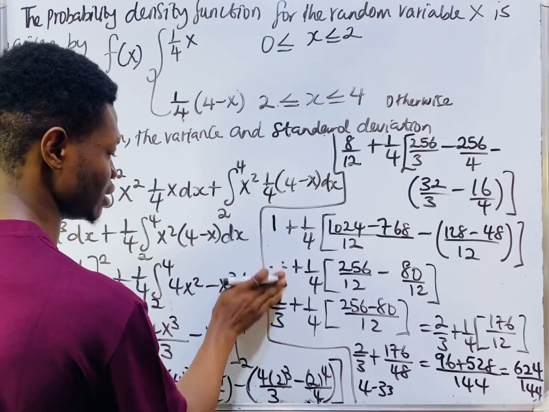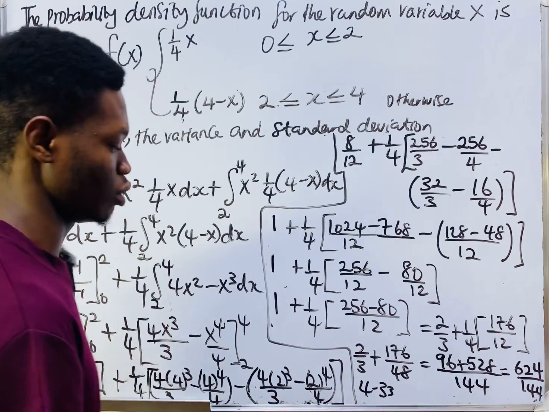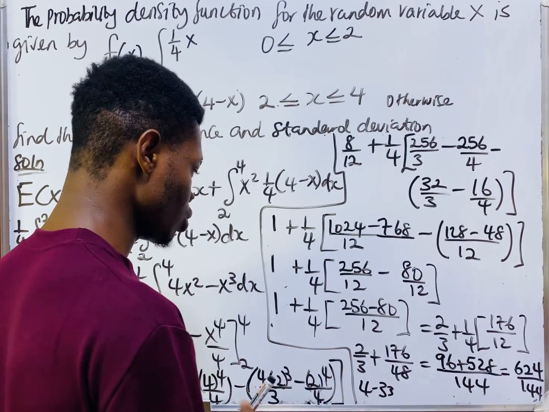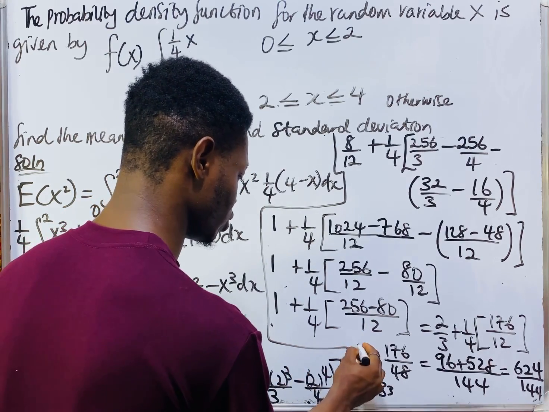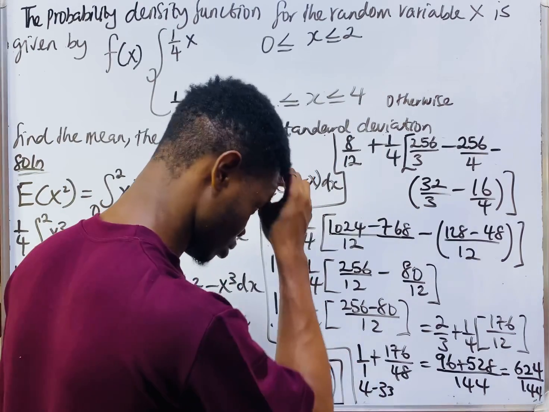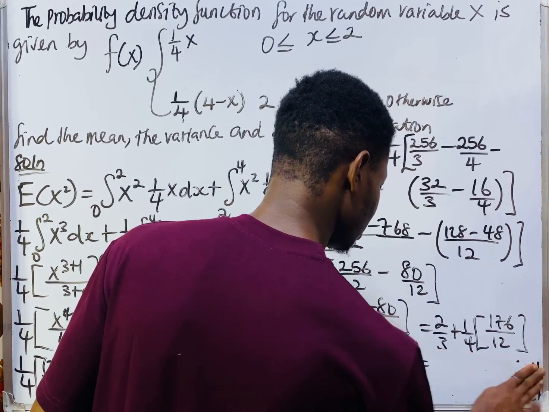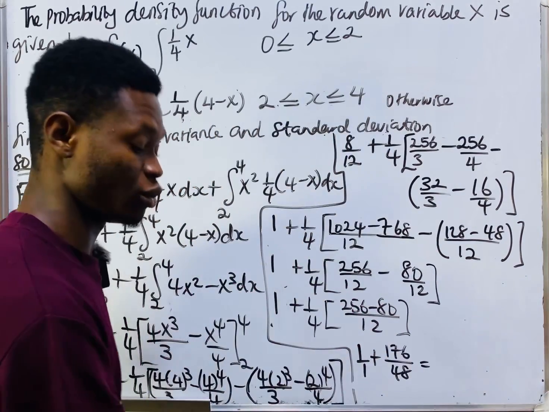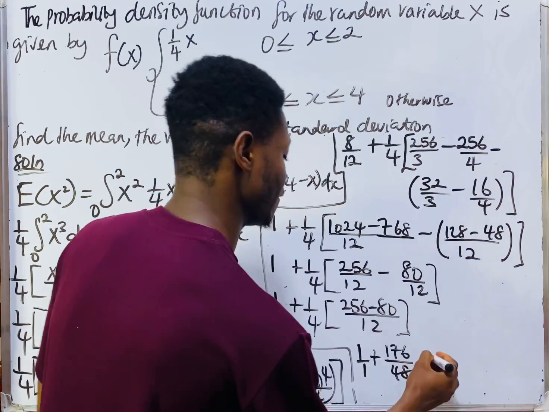So we're having 1 instead of 2 over 3. But it will not affect us much except at our final answer. So instead of this 2 over 3, we're supposed to have plus 1, which is 1 over 1. So my LCM here is supposed to be 48. So it's supposed to be 48. So it does not affect much, yeah? Thank God that it does not affect much.